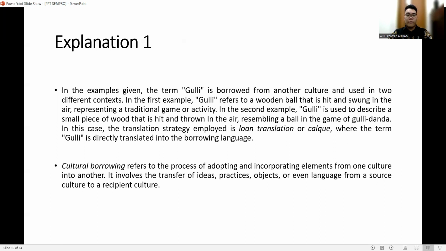Cultural borrowing refers to the process of adapting and incorporating elements from one culture into another. It involves the transfer of ideas, practices, objects, or even language from a source culture to a recipient culture.